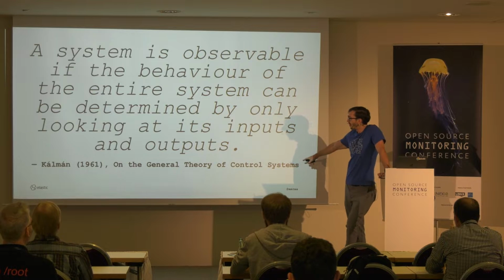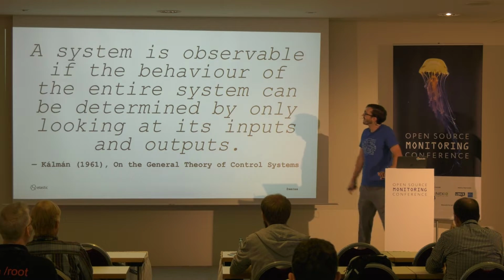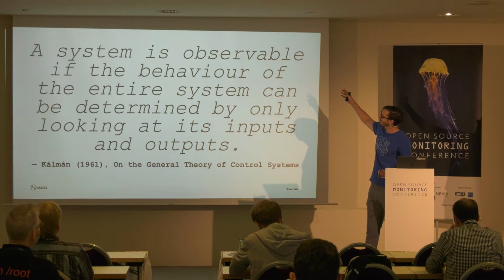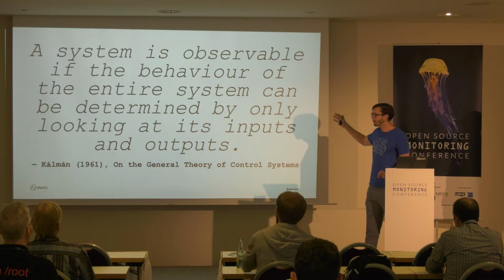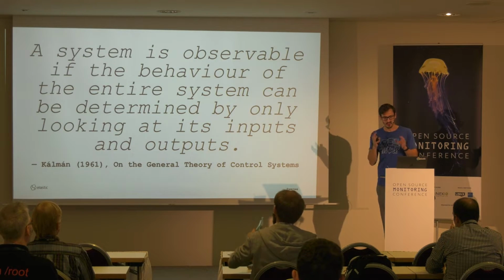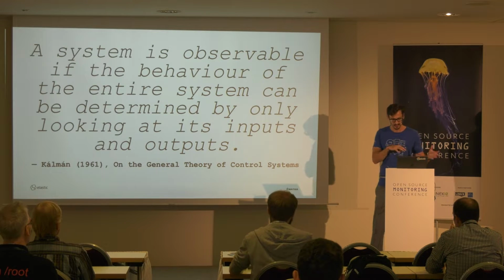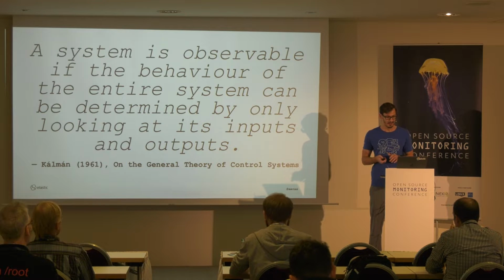There's this thing called On the General Theory of Controlled Systems, so it's from control systems, and it says a system is observable if the behavior of the entire system can be determined by only looking at its inputs and outputs. So you have a good overview of how a system behaves by just looking at what is going in and out.